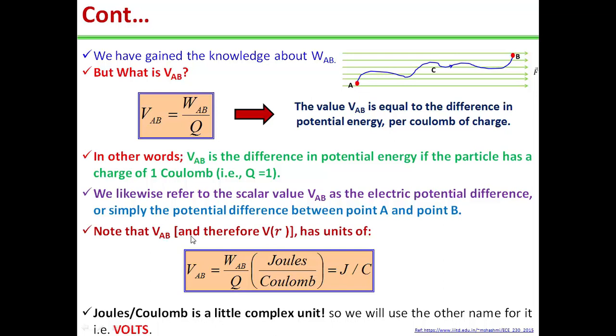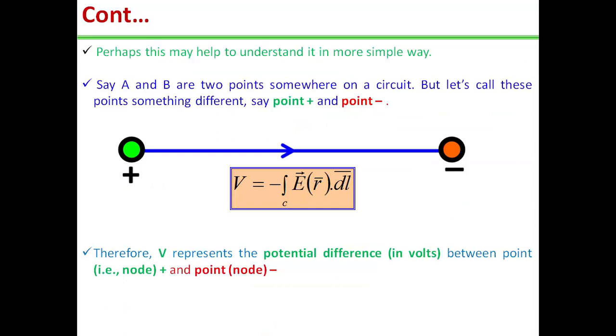So what will be the unit of electric potential? So we define the electric potential VAB is equal to WAB by Q. W is the work done, so it has the unit joules, and Q is the charge, so it will have unit coulombs. So we will have the unit of potential difference joule per coulomb. Joules per coulomb is a little complex unit, so ultimately we will define the potential in terms of volts. Perhaps this may help to understand it in a more simple way.